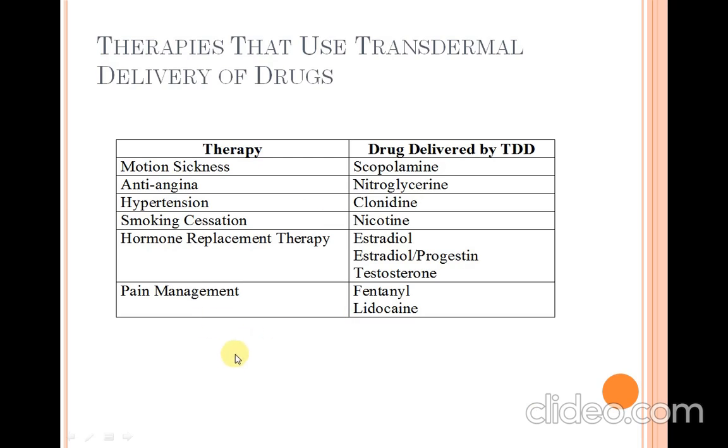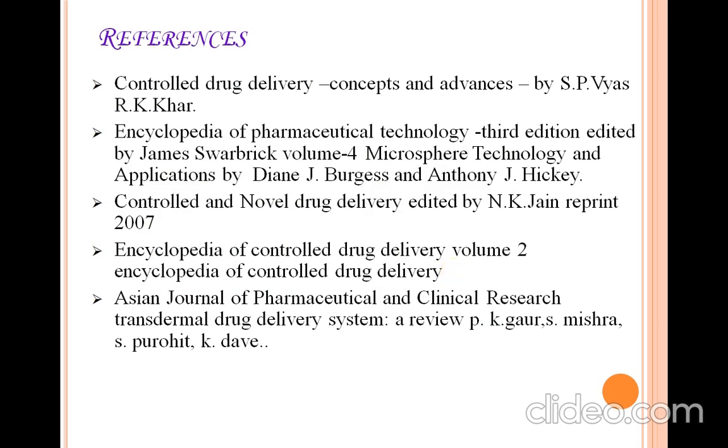Then therapies or marketed products of the transdermal patches. For various therapies like motion sickness, anti-anginal drugs like nitroglycerin, and smoking cessation nicotine patches, they are available in the market in the form of transdermal patches. So these are the references.